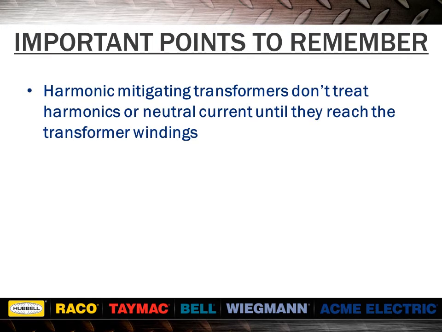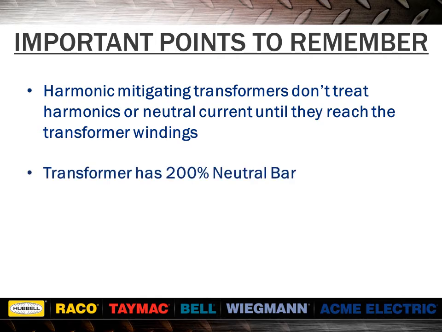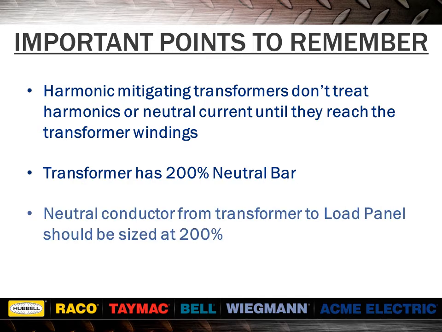Harmonic mitigating transformers don't treat harmonics or neutral current until they reach the transformer windings. Harmonic mitigating transformers have a 200% neutral bar. The neutral conductor from the transformer to the load panel should be sized at 200%.